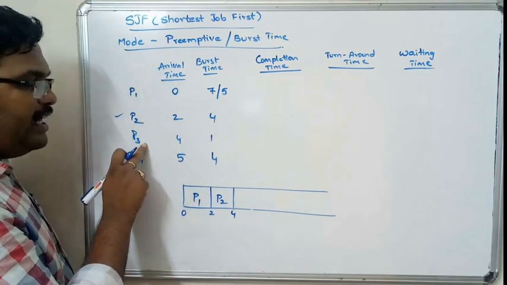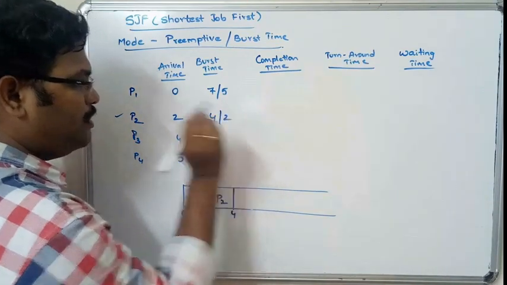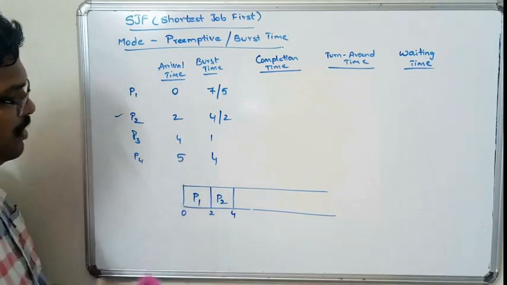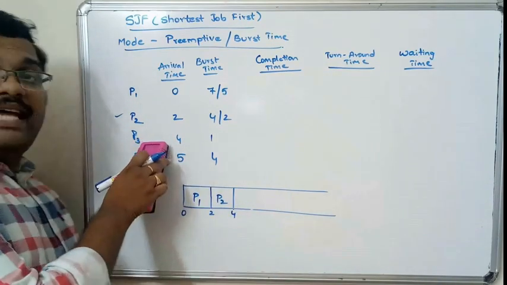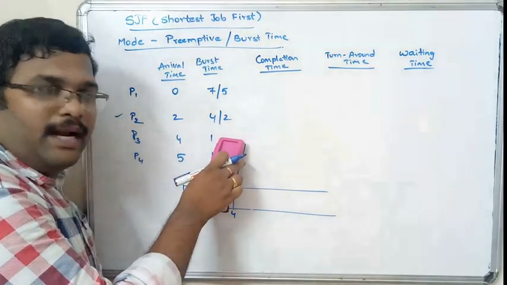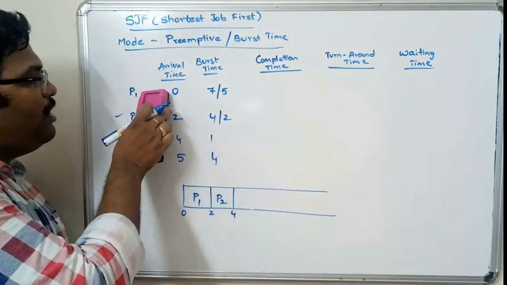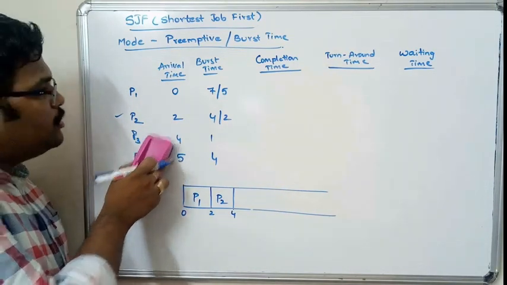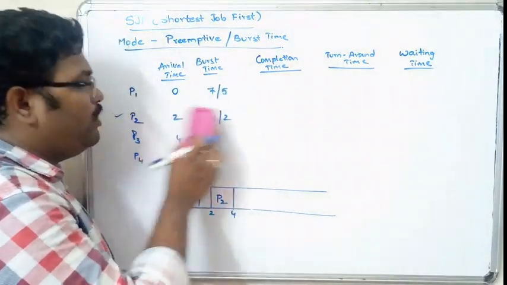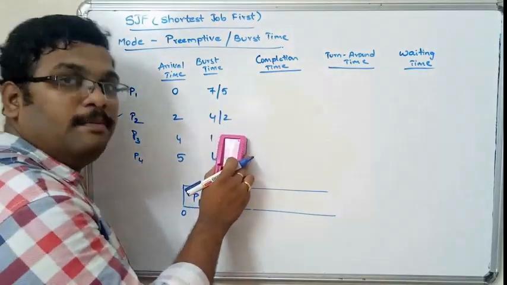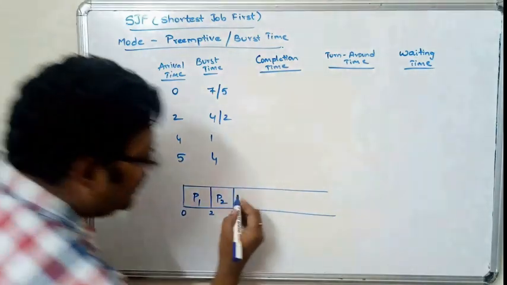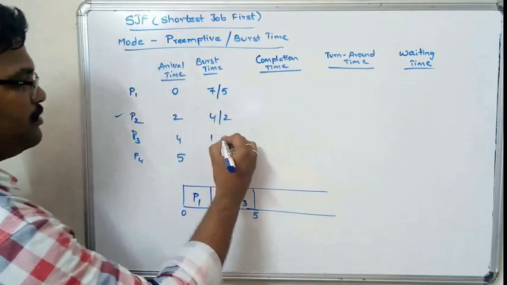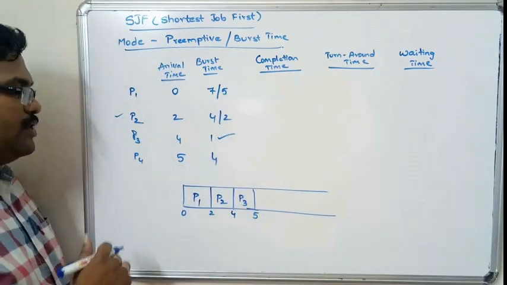At time 4, P2's burst reduces to 2 because P2 also executed 2 seconds. At time 4, P3 arrives in the ready queue, which has the lowest burst time, 1. So P1, P2 and P3 are all available in the ready queue. P1 requires 5 milliseconds, P2 requires 2 milliseconds, P3 requires only 1 millisecond. So P3 is allocated to the CPU and it finishes its execution.